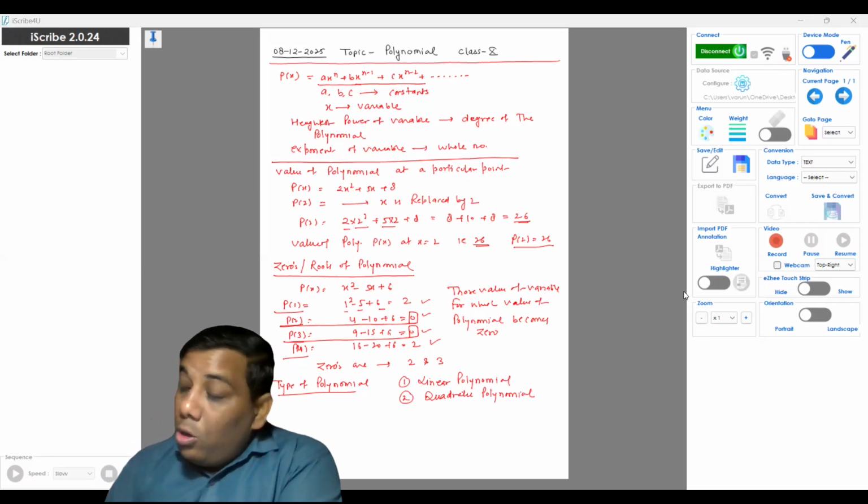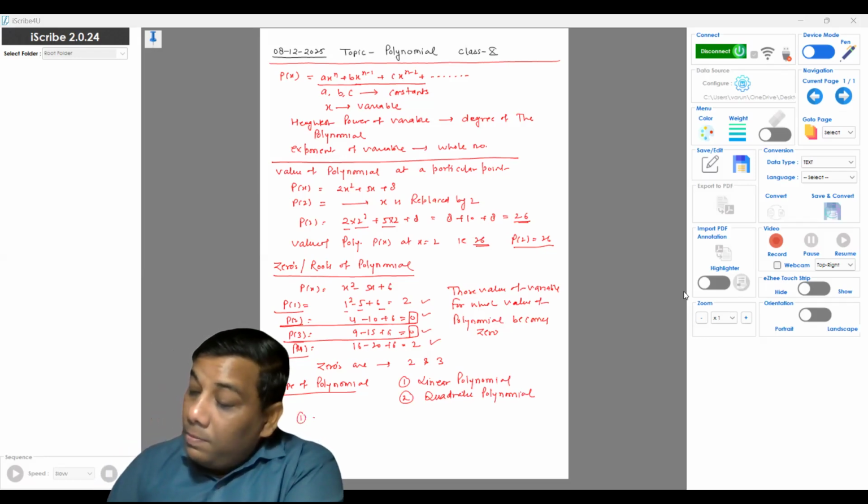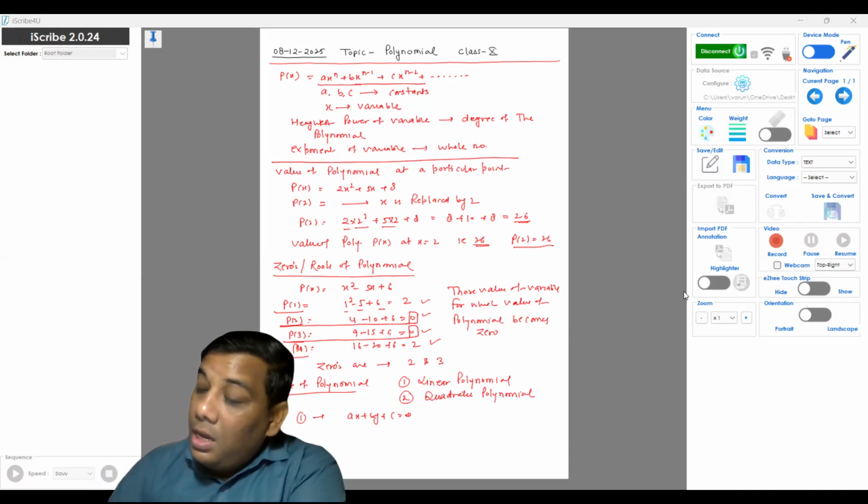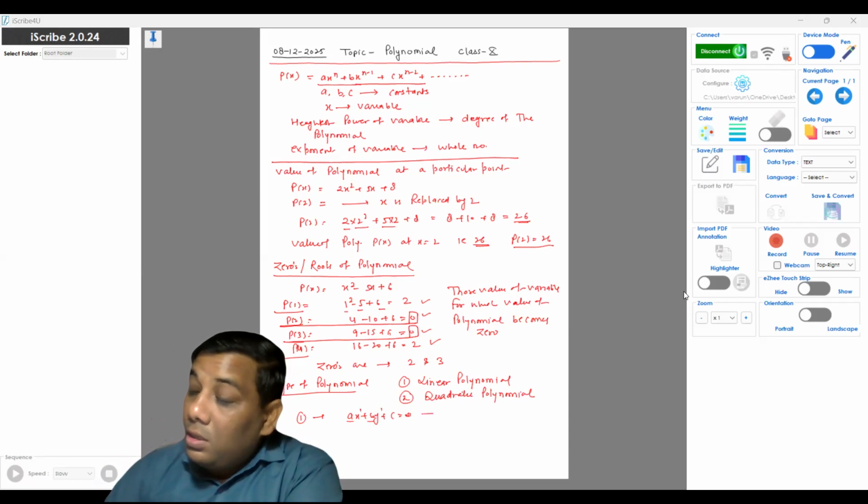Now, linear polynomials are of the type ax plus by plus c equal to 0. Again, a and b are constants and x and y are the variables. This is a linear equation in two variables.